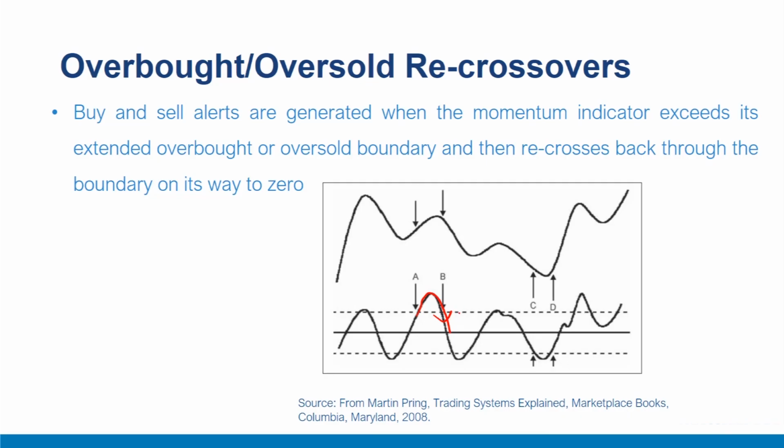This approach filters a lot of premature buy and sell signals generated as the indicator just reaches its overextended boundary. But one should still wait for a trend reversal in the price itself before taking action. For example, price itself should also reverse. Here, it reaches the oversold level, crosses and recrosses back to zero. But after this recrossover, we can also see the price itself reversing.